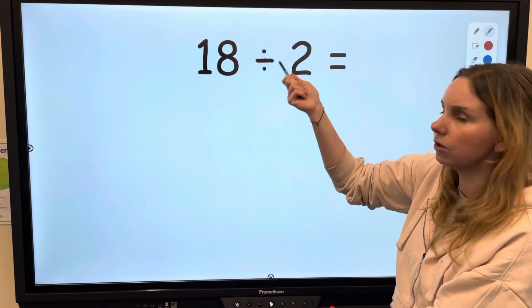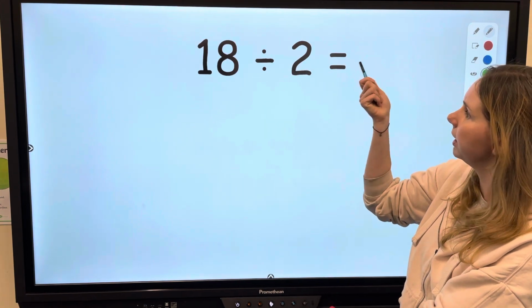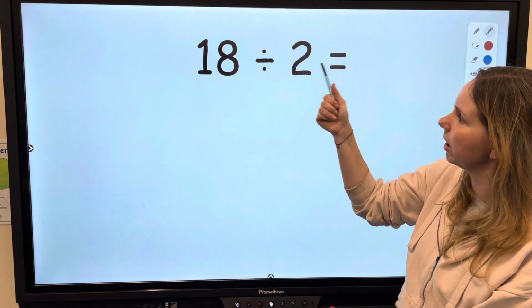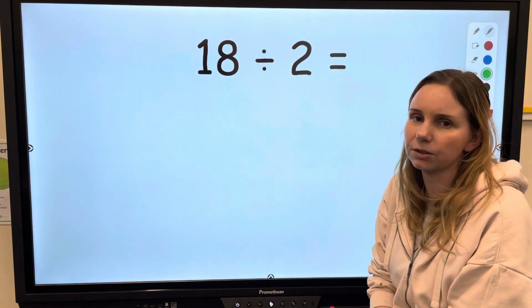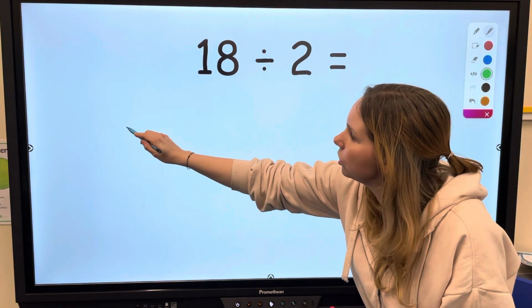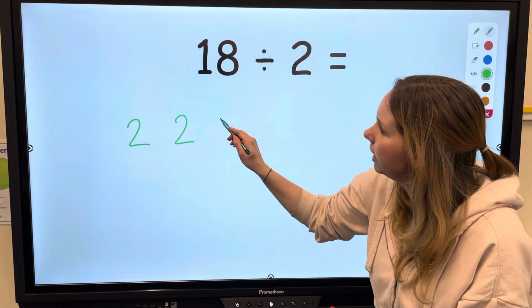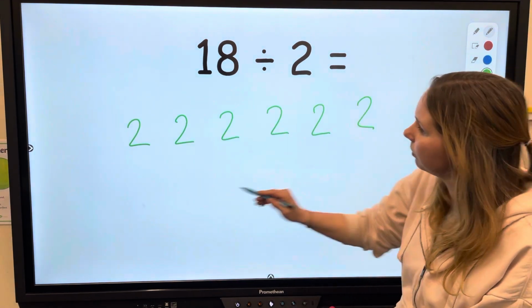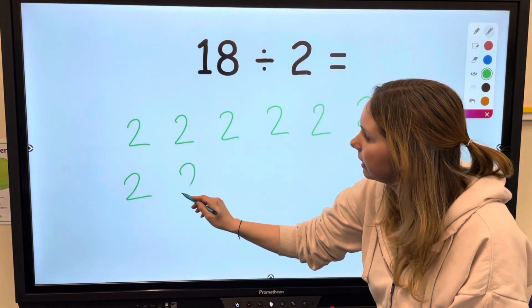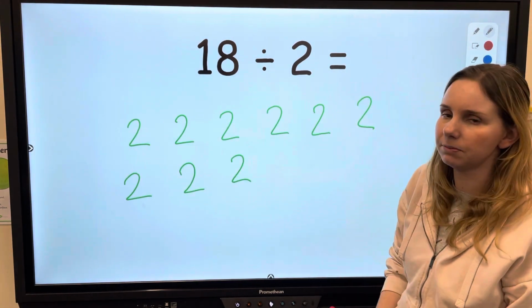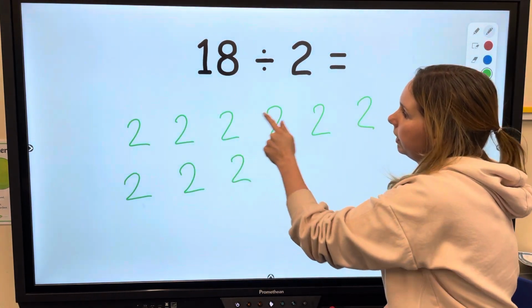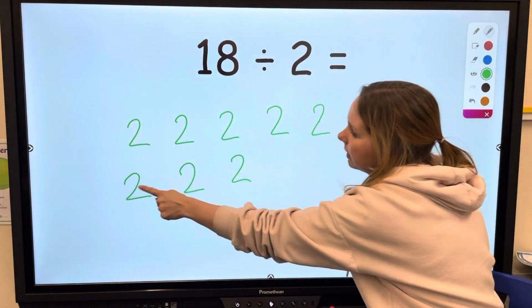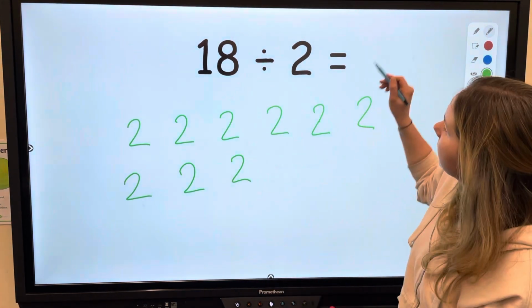18 divided or shared into 2s equals how many? How many times would I count in 2s until I got to 18? Let's see. 2, 4, 6, 8, 10, 12, 14, 16, 18. I counted 1, 2, 3, 4, 5, 6, 7, 8, 9 times.